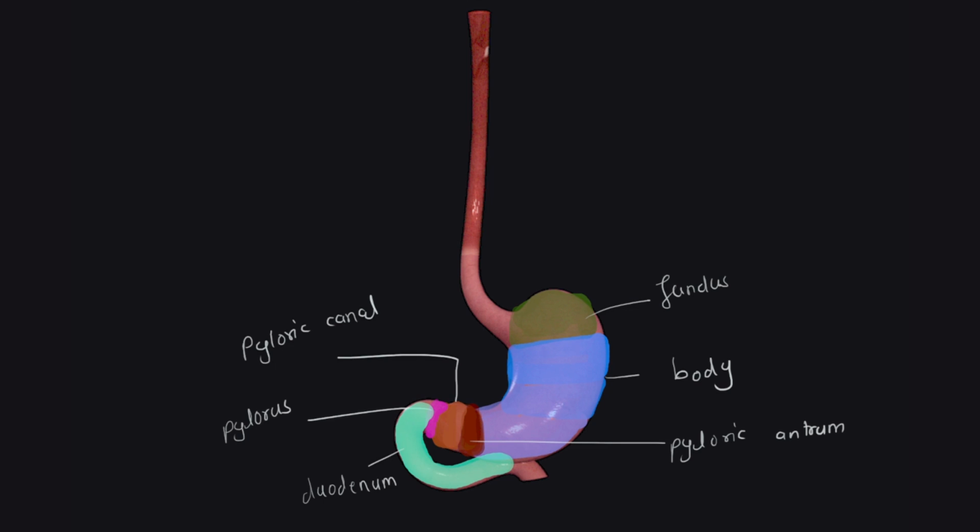It's also important to know that this small part right here is known as the cardiac region, and the fundus extends from the cardiac region and goes towards the body. There is a point at which there is an angle that is found on the stomach known as the angular incisure. So this is known as the angular incisure.